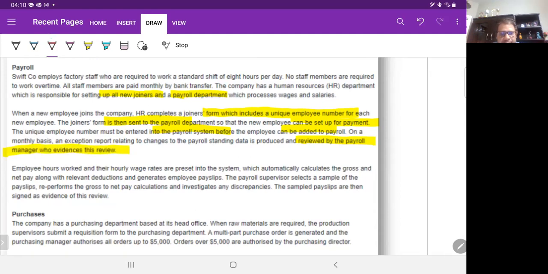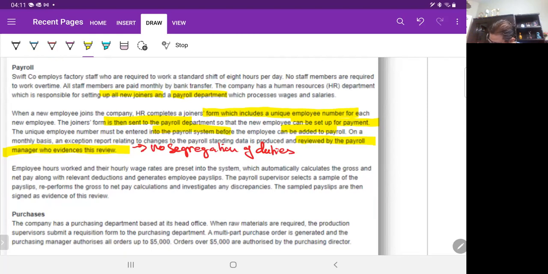So we found the first internal control weakness: any changes to the payroll data is produced and reviewed by the payroll manager, who evidences this review. It is a single person, that means no segregation of duties over here. The manager is preparing it and the manager is reviewing it. It should be done by the financial controller or the CFO. Some higher person should review these changes, but only one person, that is the payroll manager, is doing so.